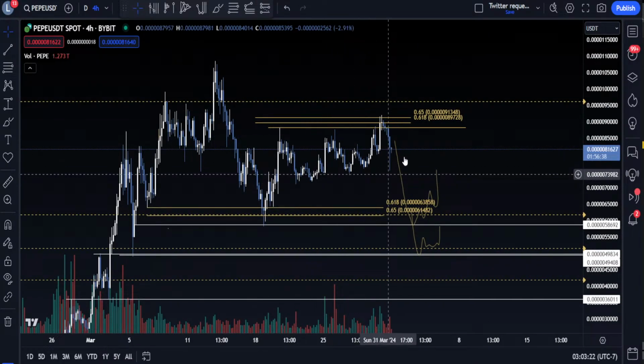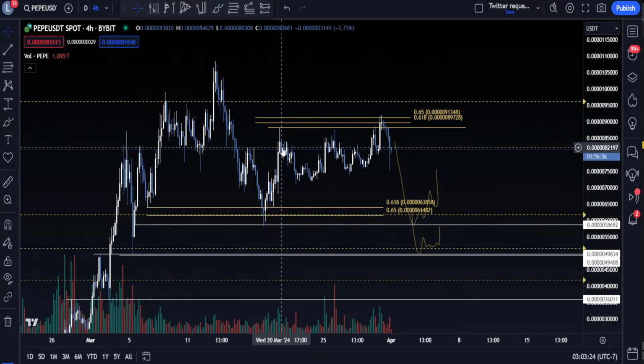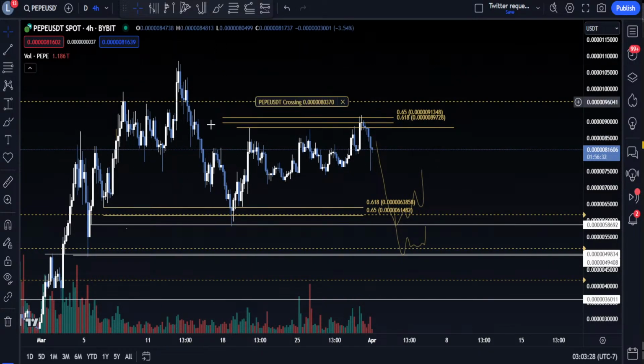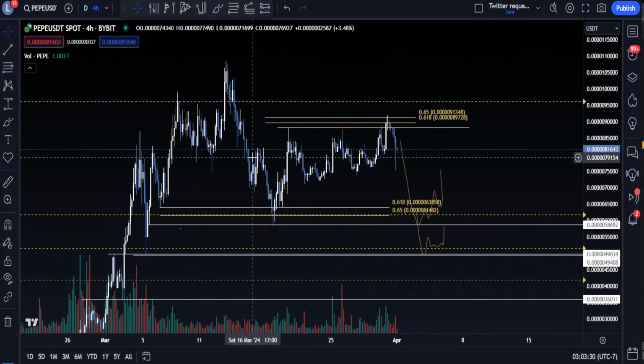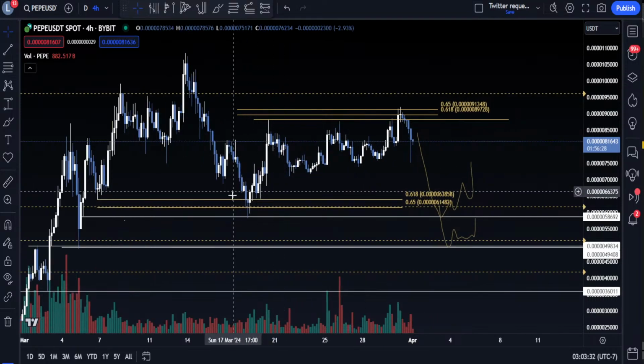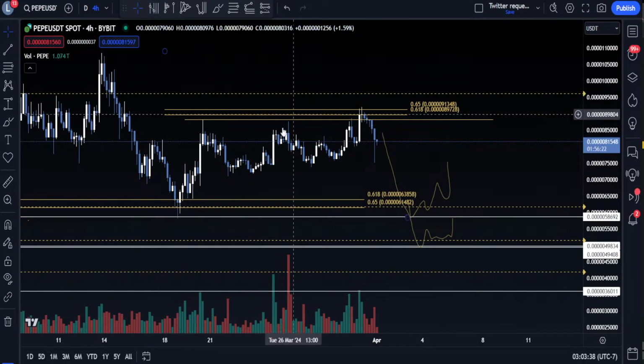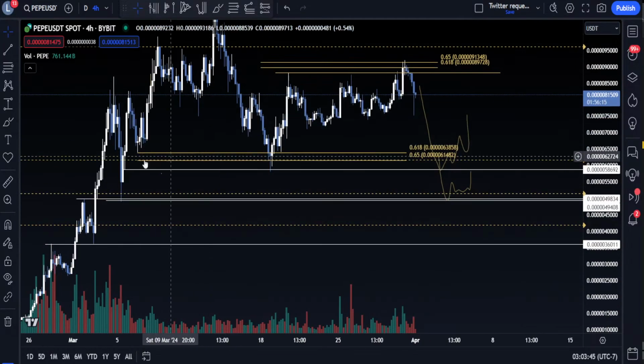But personally, I'm not that interested in longing this local structure after this failed break rejection from the high-low GP resistance. This was the long setup I shared on Pepe that I was most interested in from the highs, but I'd say some of this is all played out. So a retest of this horizontal structure would be interesting. A retest of this wick to me would be interesting.